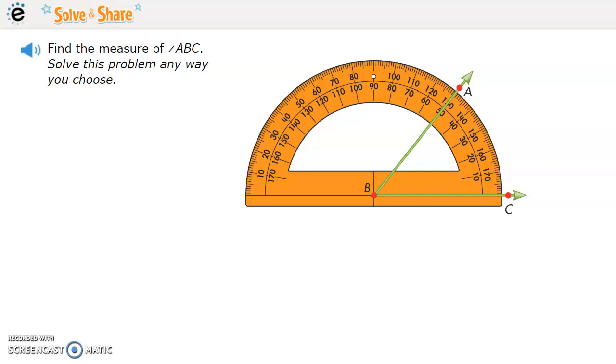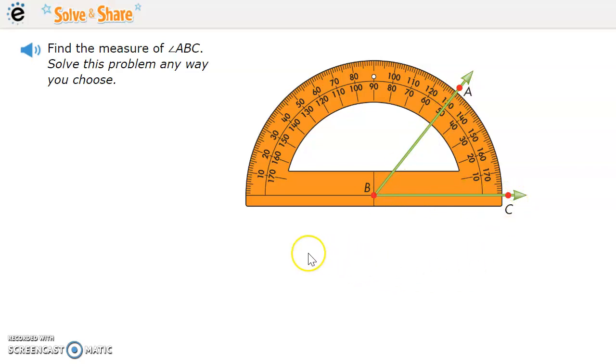Okay, everyone, here is today's Solve and Share. Find the measure of angle ABC. Solve this problem any way you choose. So, it's important to remember that our angle is labeled with points. Point A, point B, and point C.